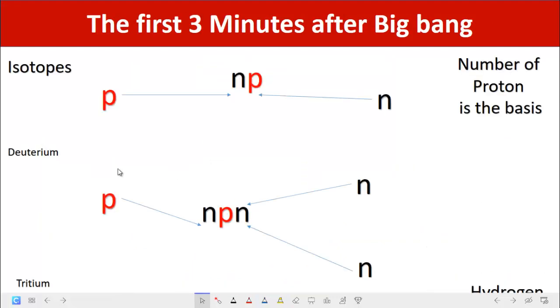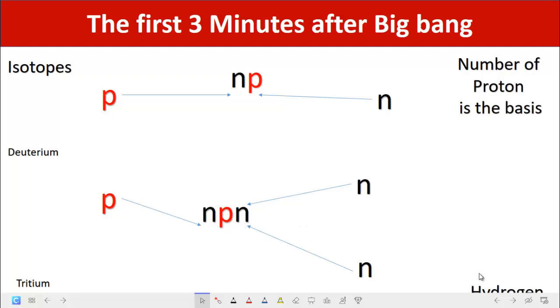So for example, a proton collides with a neutron. They collide and they combine. We have the N and P. So this is the first element. We call this element hydrogen. Or it could be the P collided with two N, and then it becomes NPN. Still, it is called hydrogen.